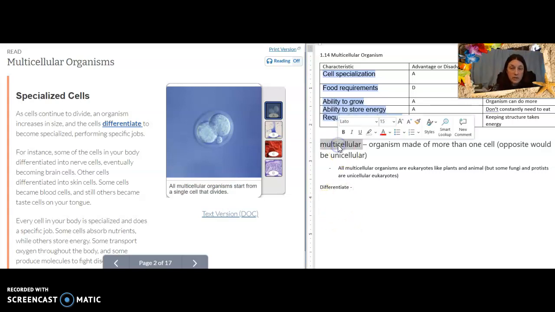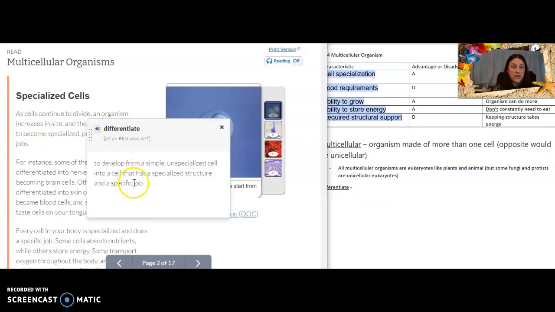And if it's a vocab word, I want to underline it, or you can highlight it, or use a different color pen or pencil if you're handwriting. So what is differentiate? To develop from a single unspecialized cell into a cell that has specialized structure and then a specific job.